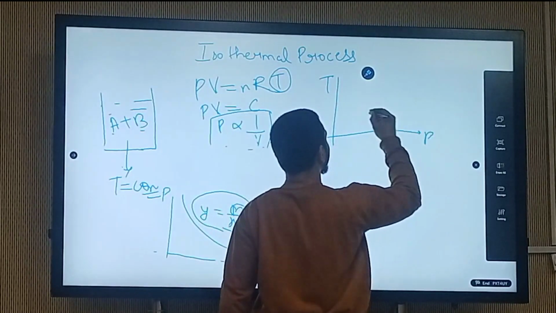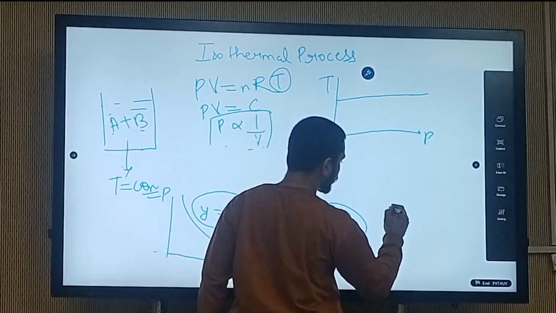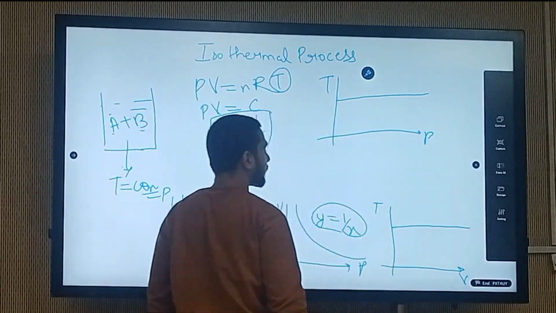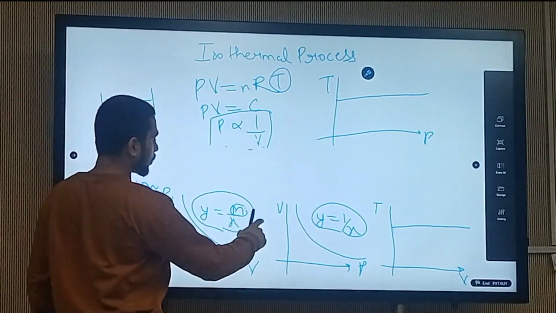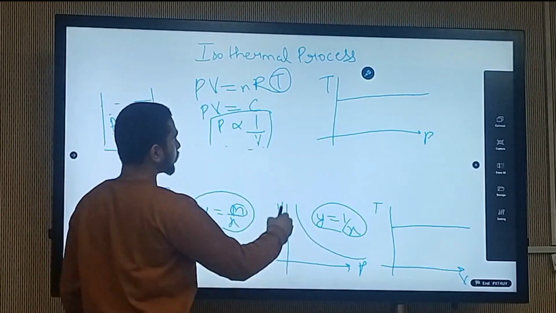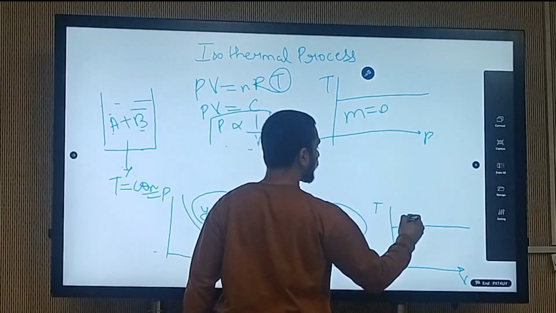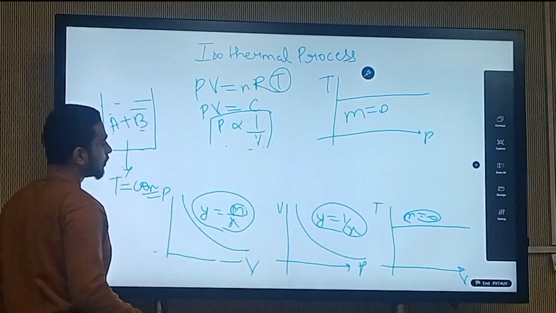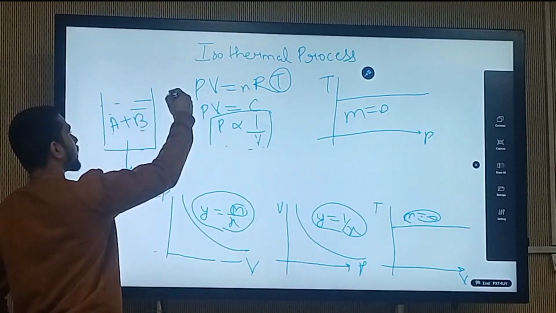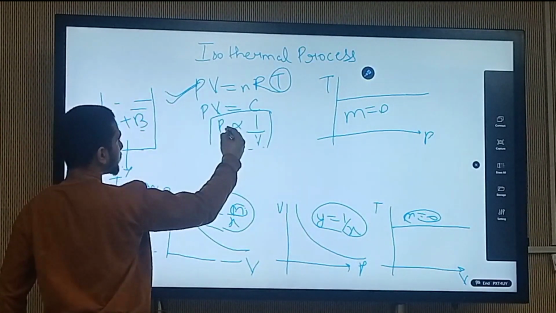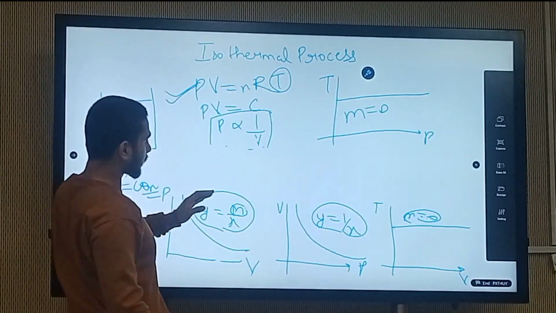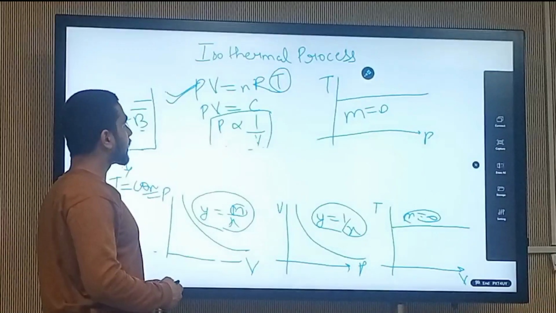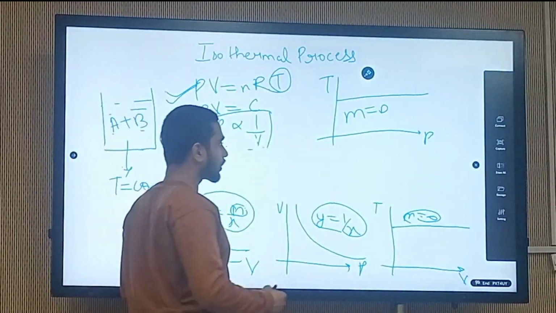And this T versus P graph will be a straight line with constant slope, and this T versus V graph will also be a straight line with a constant slope, a zero slope. M = 0. So the slope in both of these will be 0. And these are for the PV and VP graphs. So for the isothermal process, this was the general equation, and we found that P is directly proportional to 1 by V, and these are the graphs which we can plot. So this was for the isothermal process.